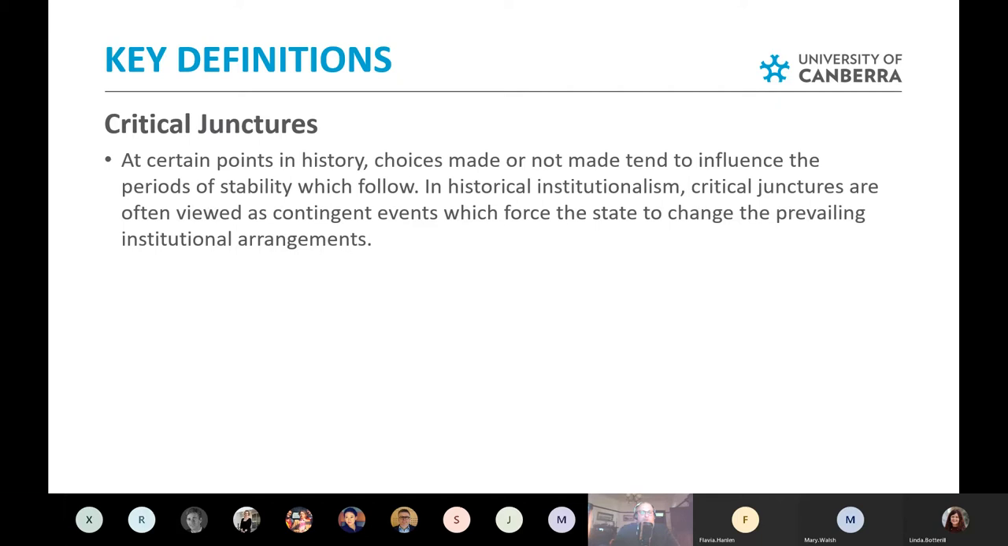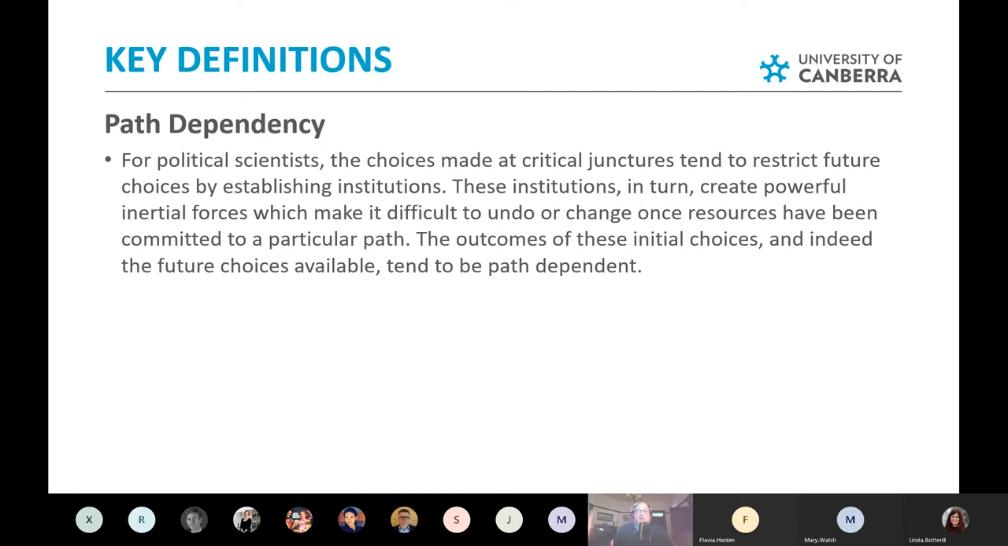But path dependency basically results from the choices that are made at these critical junctures, and they tend to restrict future choices in that they establish institutions. One of the best examples in Australia is that the Australian Constitution sets out certain responsibilities for states and the federal government, and we've seen this in the response to COVID, where states are doing what they can do constitutionally and so on, and it's very difficult for these things to be changed.